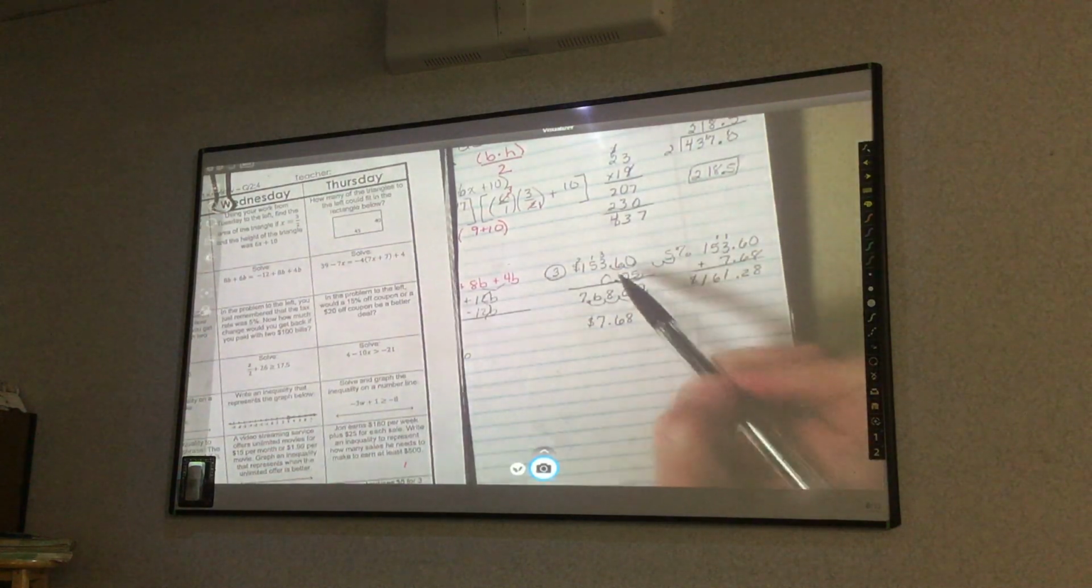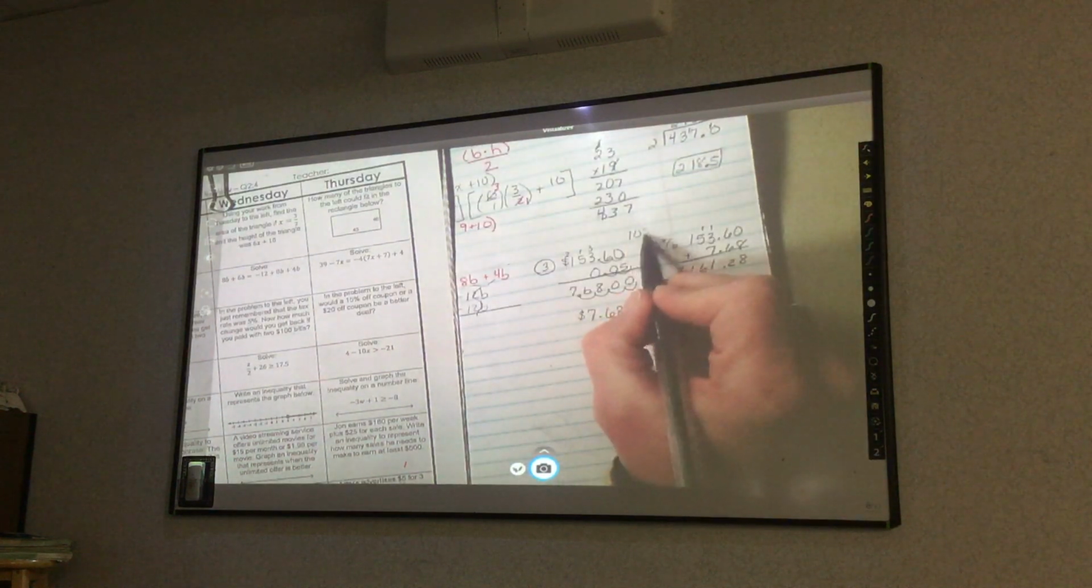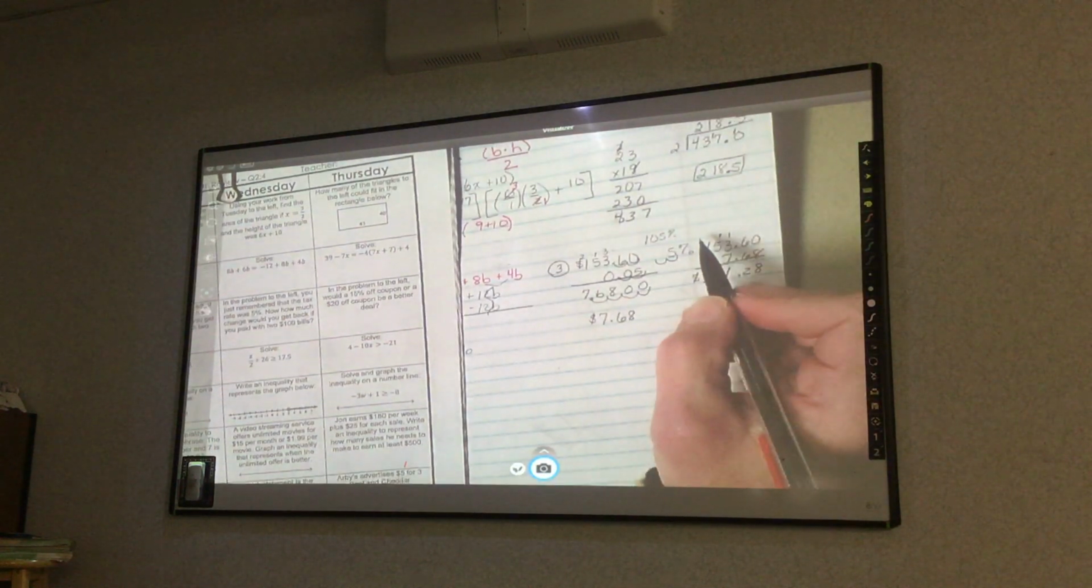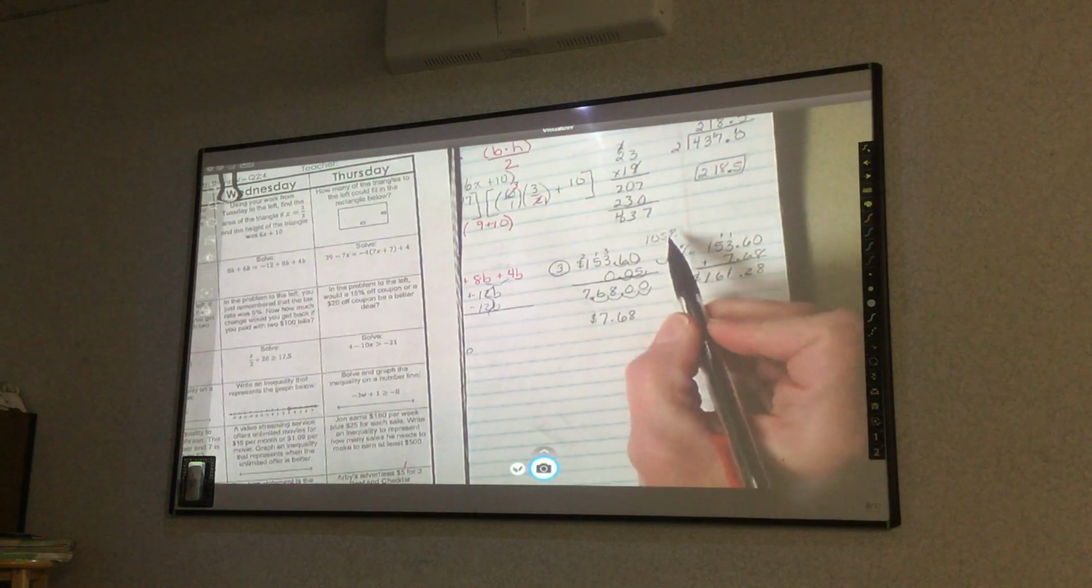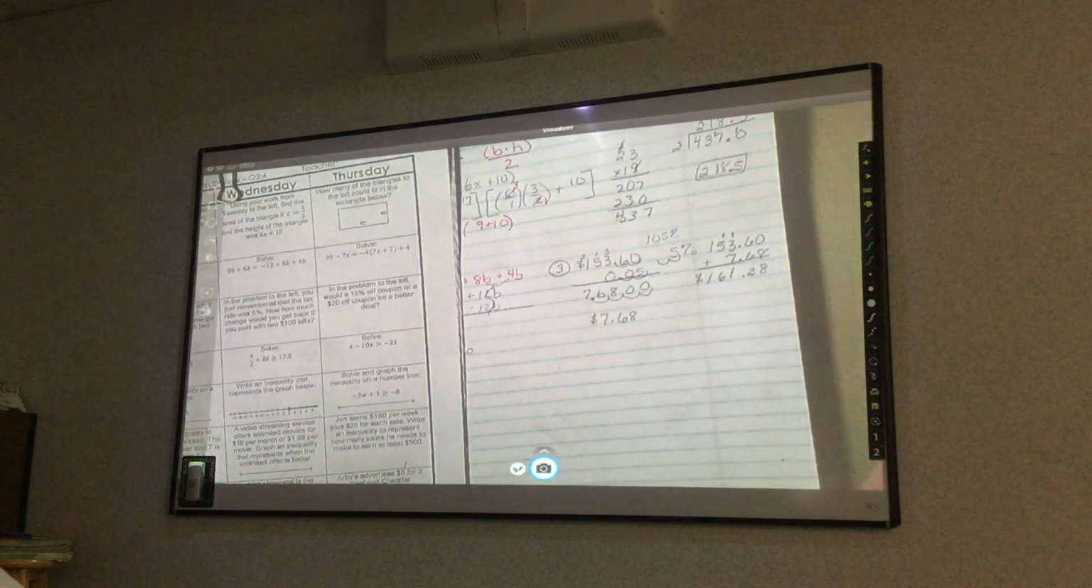Did anybody take the $153.60 times 105%? You can do that, right? You just don't have to add anything on later because you're paying 105%.